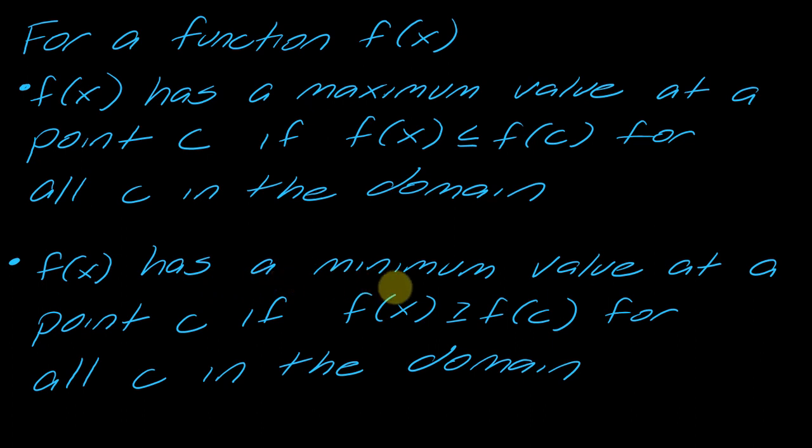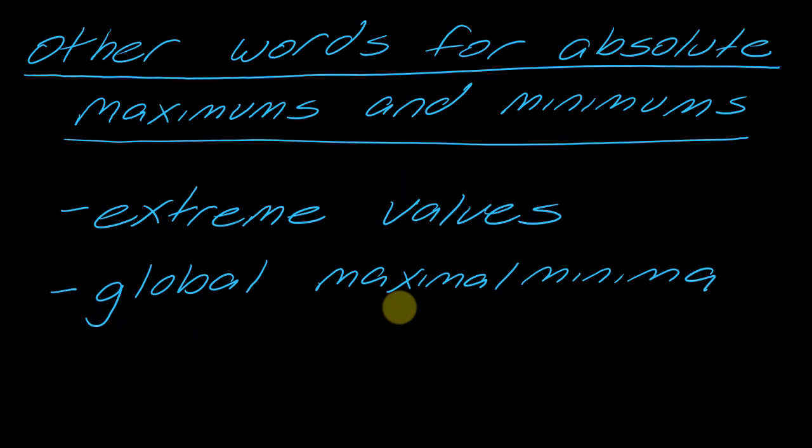And then f of x has a minimum value at a point c if f of x is greater than or equal to f of c for all x in the domain. So f of c is the smallest, and f of anything else would be bigger than f of c. That's what it means to be a maximum and minimum. Like I said, I would write those down if I were you, just so that you have them for notes. Now, there are some other words for absolute maximum and minimum. We also use the words extreme values and global maxima and minima to talk about those terms. So I would write those down as well.